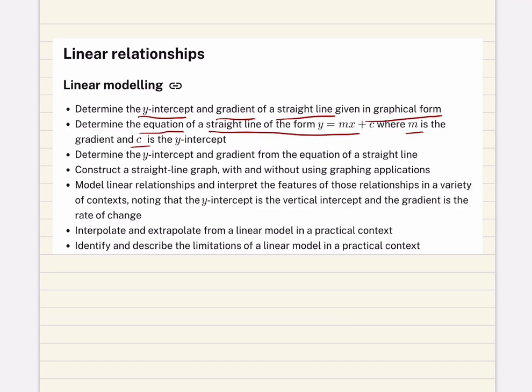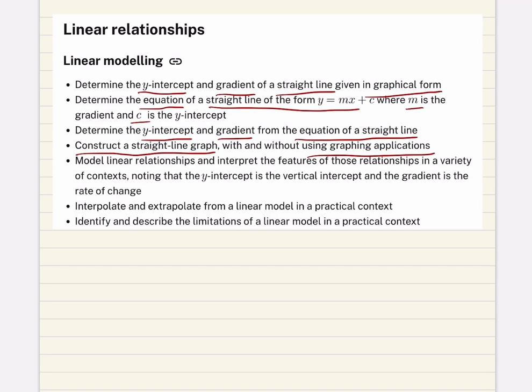It's pretty straightforward. Next is to determine the y-intercept and gradient from the equation of a straight line. So if you've got an equation, it's being able to determine what's m, what's c, and what they represent. Our next dot point is to construct a straight line graph with and without using graphical applications. So that's just an application of constructing straight line graphs.